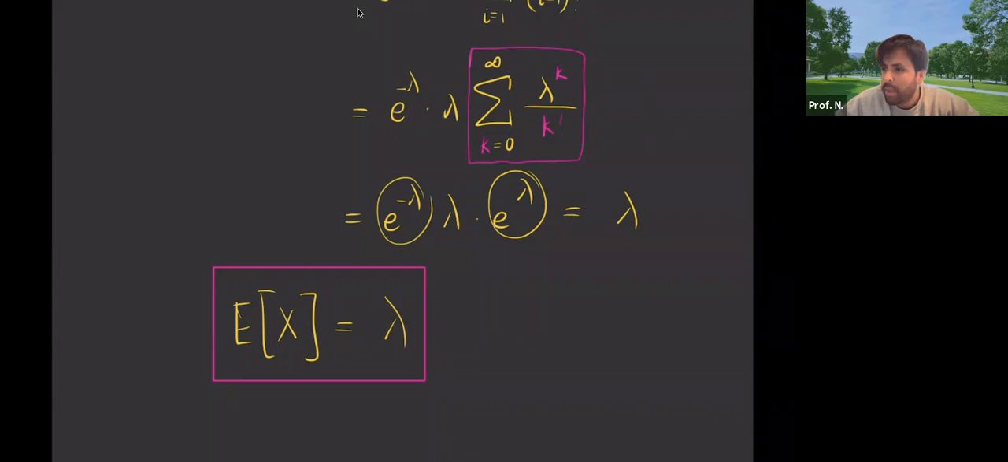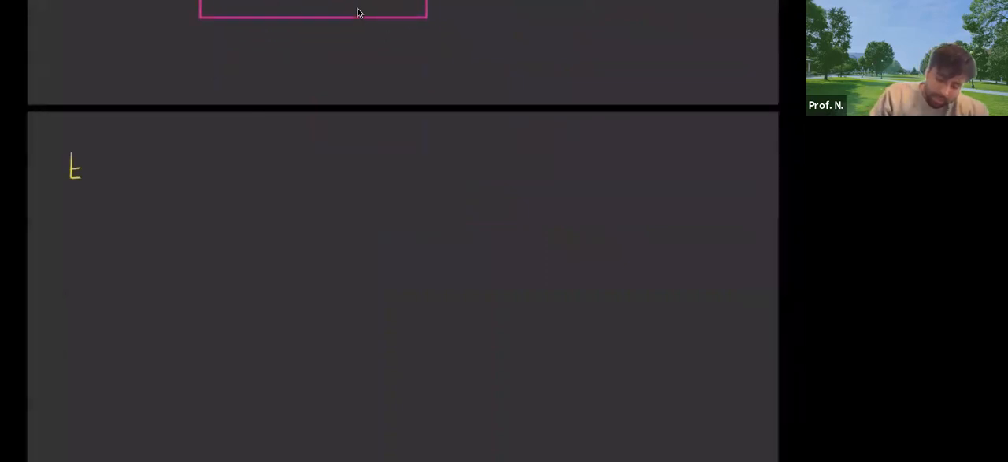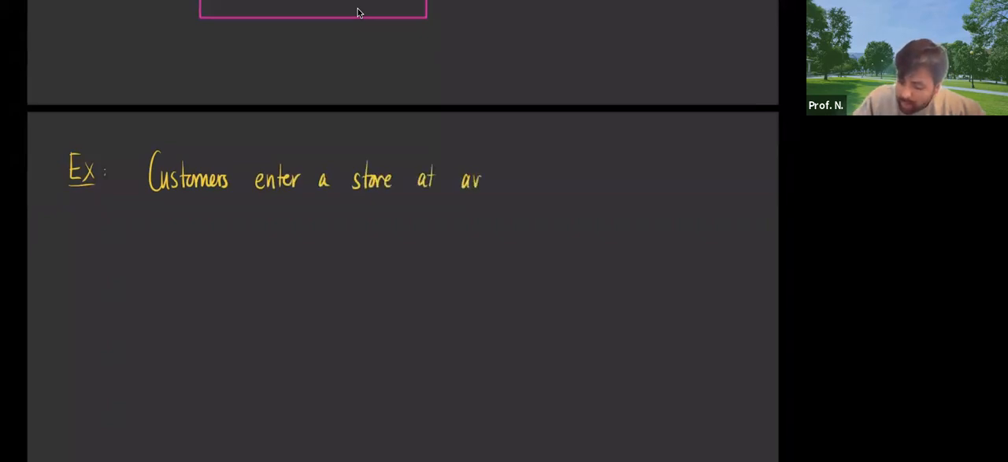I just want to do one example. I know we don't have much time, really. But now that we know this, suppose we have customers entering a store. Customers enter a store at an average of 1.8 per minute.